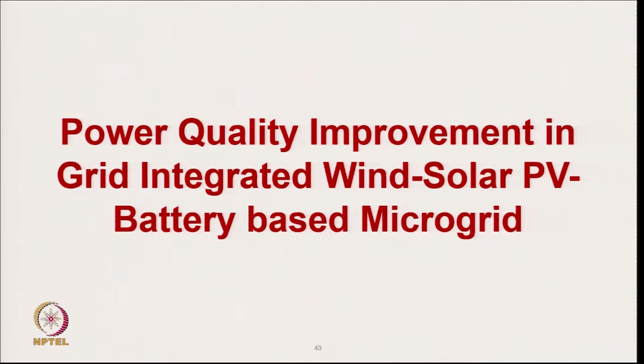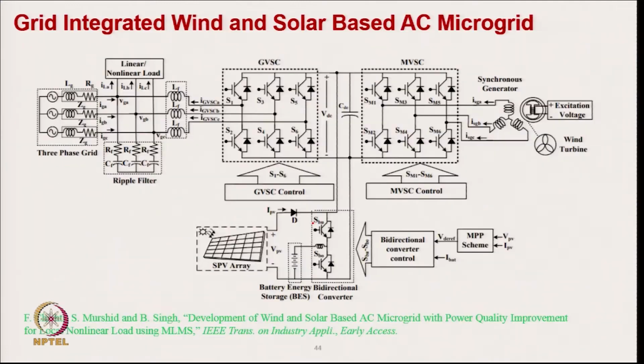Now, coming to power quality improvement in the wind-solar PV with battery based microgrid. This is the system where we have wind generation from a synchronous generator, and we use variable speed generation because we are able to use maximum power tracking. For solar also we use maximum power tracking, and on the DC link we keep a battery with a buck-boost converter. This is the machine side converter, this is the grid side converter, and we feed power to the grid.